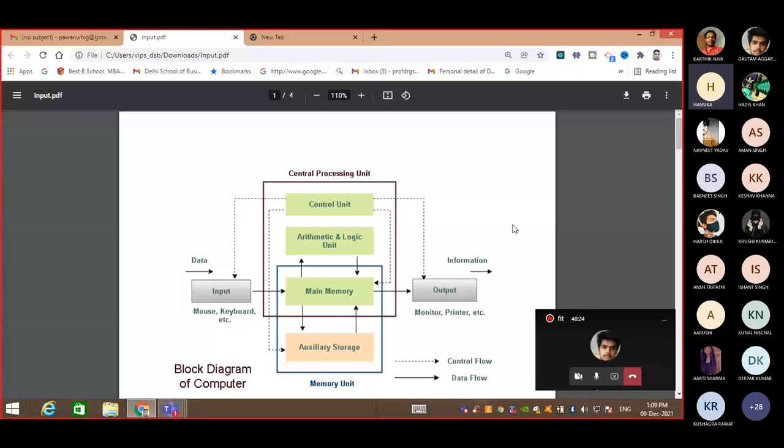And one very important question: draw the block diagram of computer and describe its various parts.